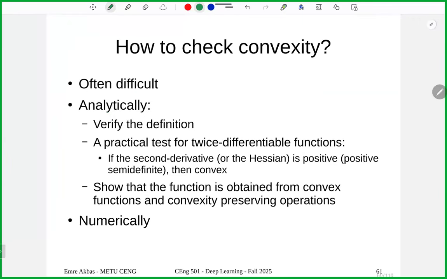So then the question is, if I have a loss function, how do I check whether it's convex or not? Checking convexity is often difficult in high dimensions, right? It's not an easy task. There are a few different methods. First, analytically, you can verify the definition. What was the definition? You take any two points, draw a line, and if you can prove that the function always is below that line, then it's convex.